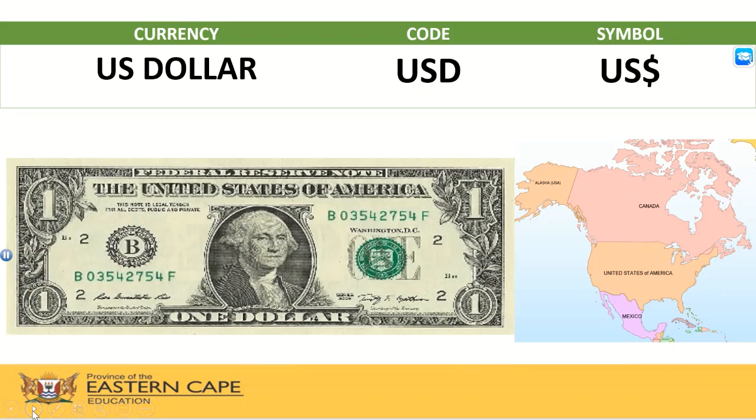Now, I just want you also to take note that more than one country in the world makes use of the dollar. We have a New Zealand dollar, an Australian dollar, Canada uses a dollar, and the United States of America, amongst others. So when you are doing calculations, it is necessary that you are specific, that you indicate which dollar we are referring to.